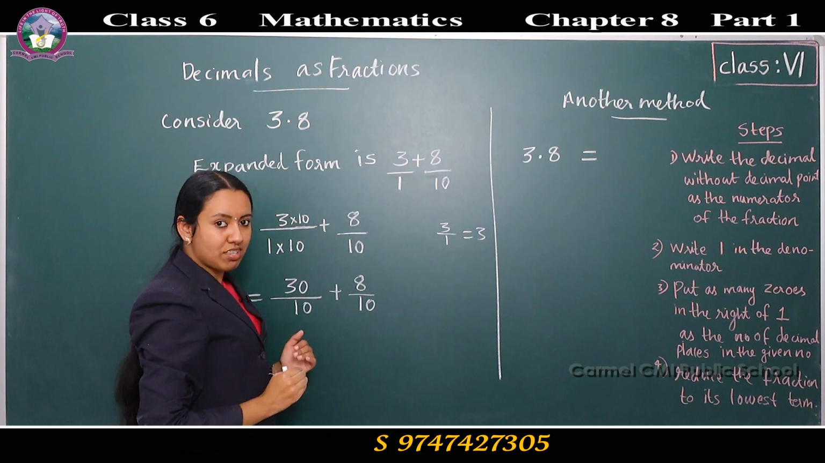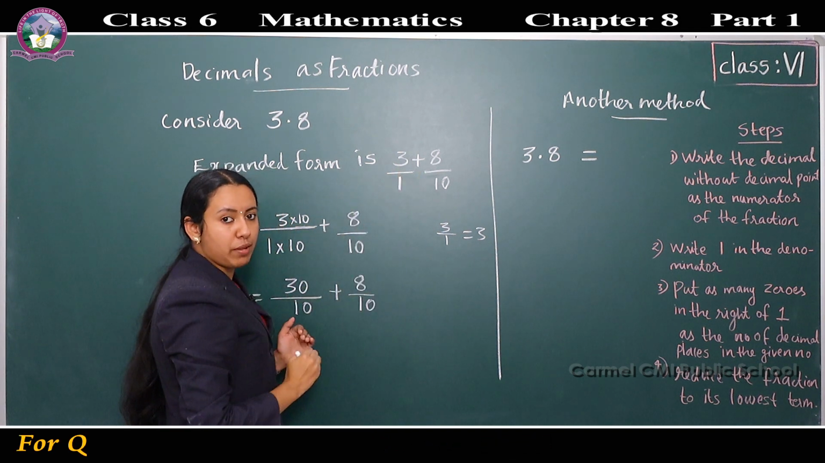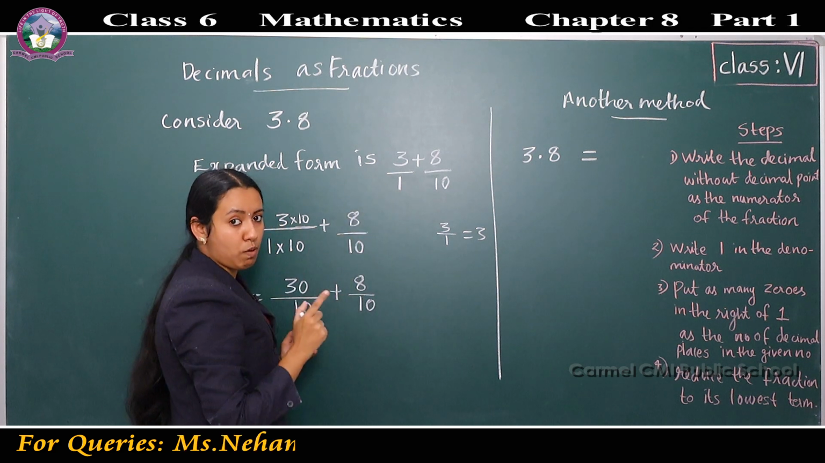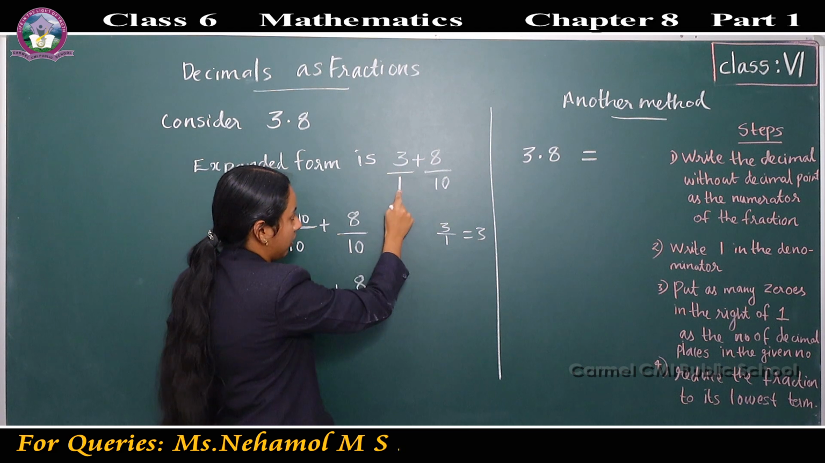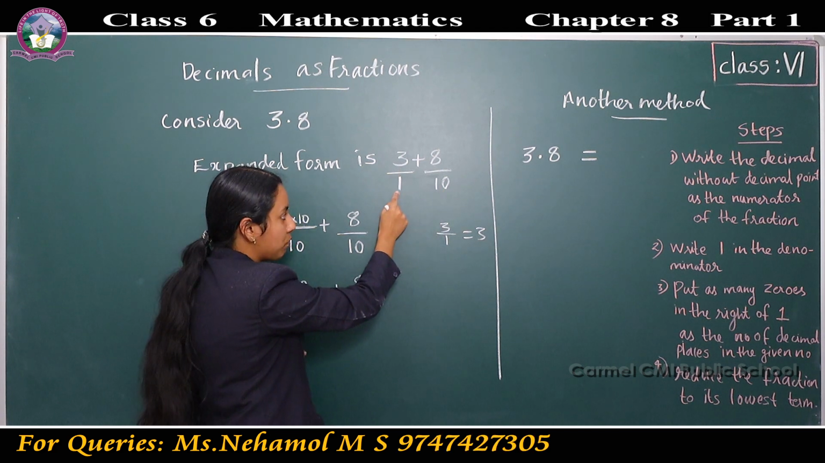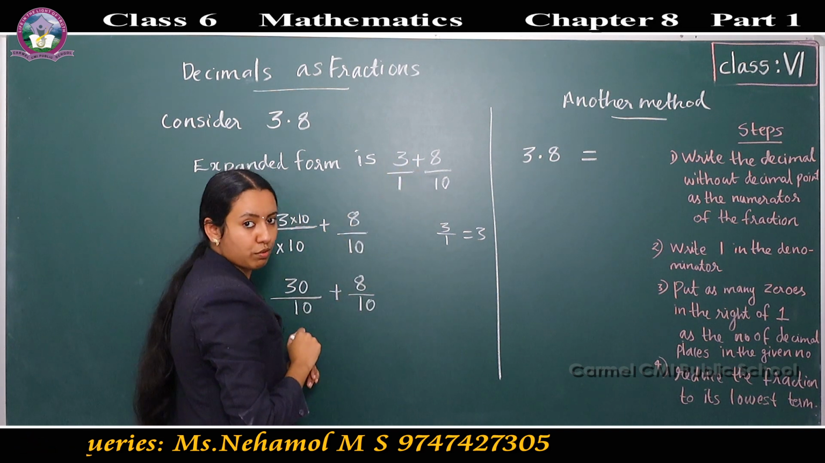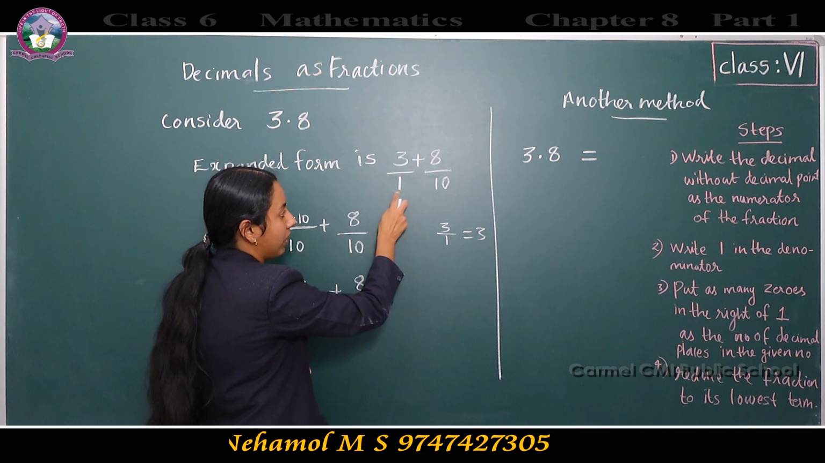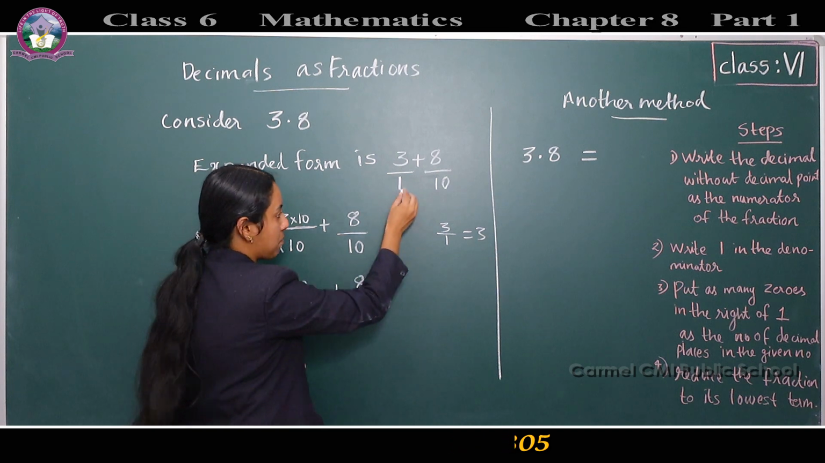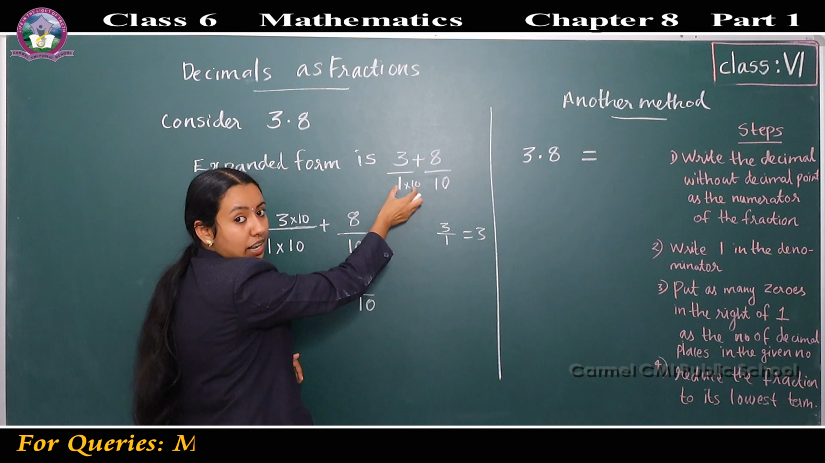We know that in the last chapter we studied that to add two fractions, we have to make the denominators the same. We need a common denominator. Here the denominator is 1, and here the denominator is 10. We have to make this 1 as 10, then only we can add these two fractions. How can we make this 1 as 10? 1 into 10 is 10. By multiplying by 10, we can make this denominator 10.